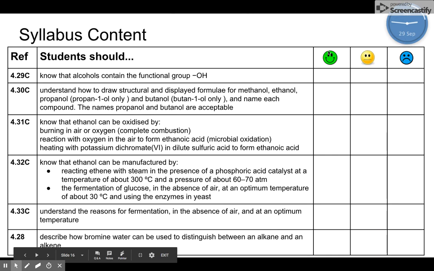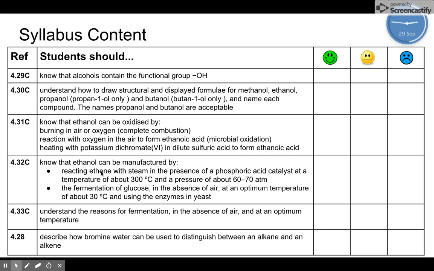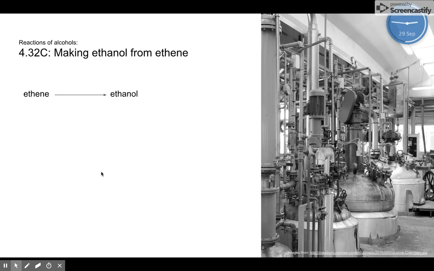Okay, so we looked at last time the oxidation of ethanol with potassium dichromate and sulfuric acid to form ethanoic acid. That's what we were doing last time. Now we're going to have a look at making ethanol. First of all, we're going to have a look at making ethanol by reacting ethene with steam.